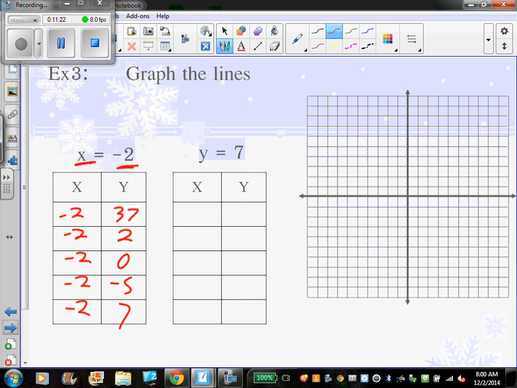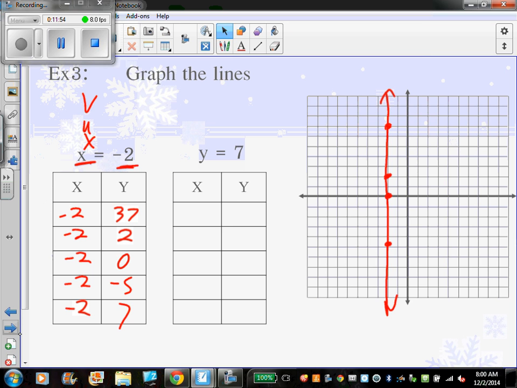So what ends up happening is, if our x value is -2, we have to go 2 to the left, and then we plot our y points. Well, I can't plot 37. I shouldn't have chosen that one, I guess. But I can plot (-2, 2), and I can plot (-2, 0), and I can plot (-2, -5), and I can plot (-2, 7). And notice that all these points are along a vertical line. That's that whole vux idea. Vertical lines have an undefined slope and have the equation x equals something.